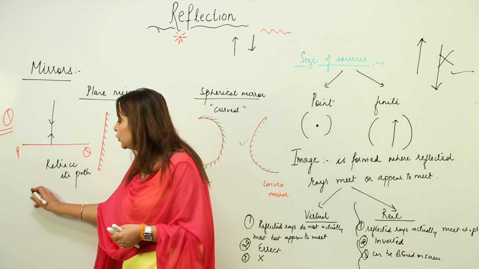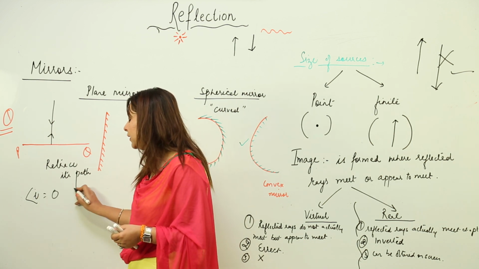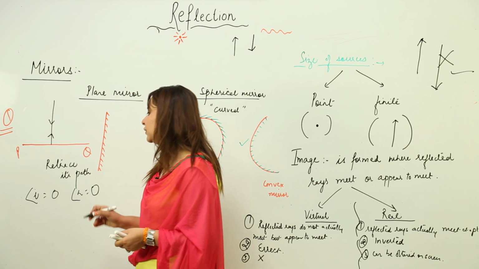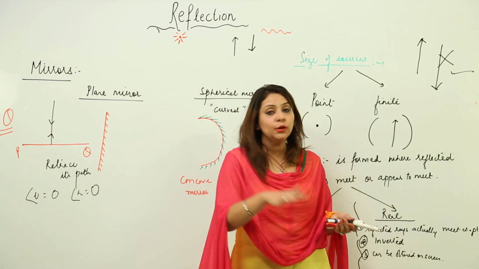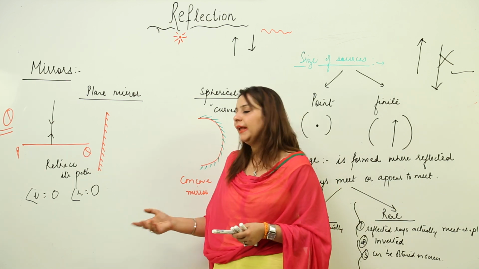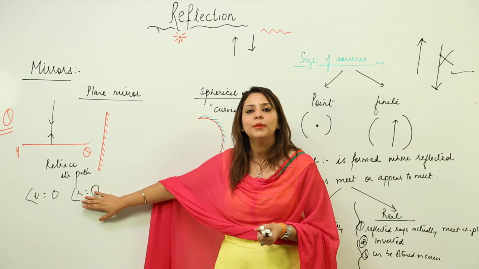So if somebody asks you to point out the angle of incidence and angle of reflection, you should be clear, as it is retracing its path. Obviously the angle of incidence is 0, and we know that the angle of incidence is always equal to the angle of reflection. So that means again it is 0. This is a very important question. You get this question for 2 marks in your paper.